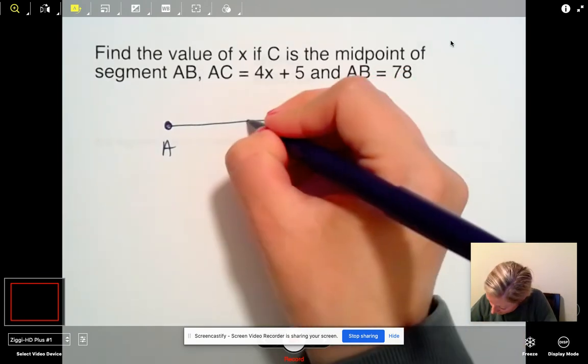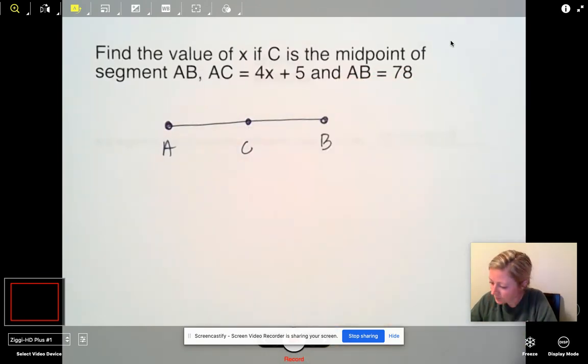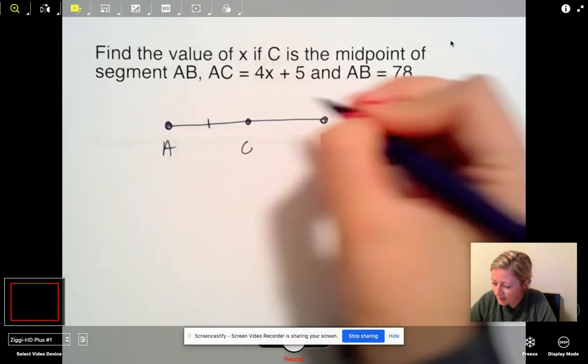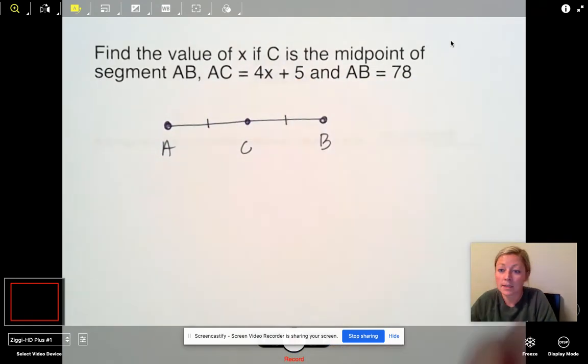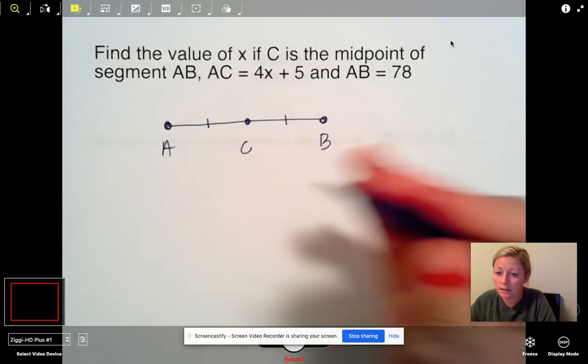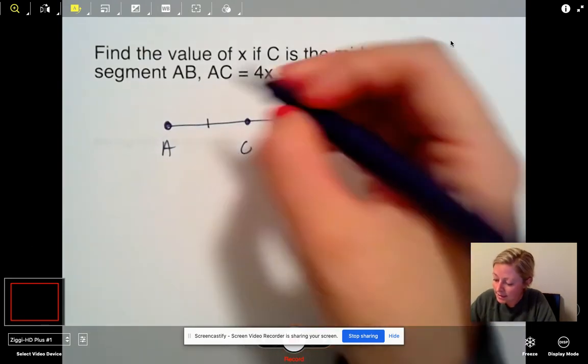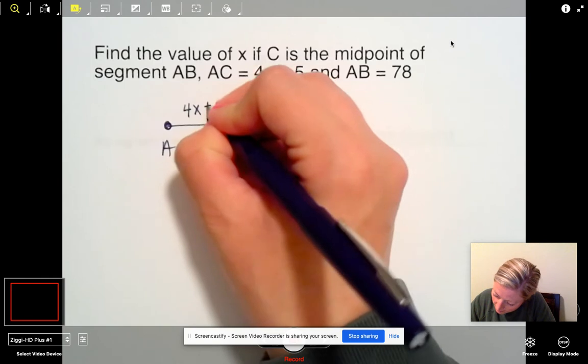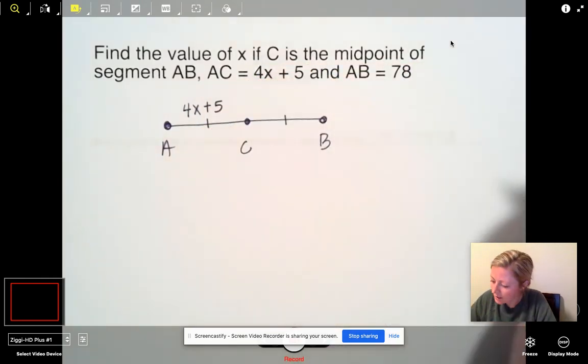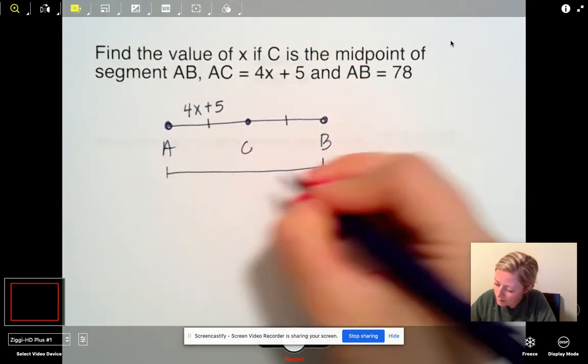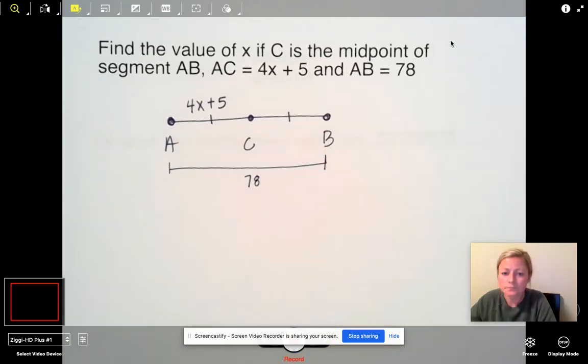Now we're going in the middle for C, our midpoint. So then I know that AC is congruent to CB because it's the midpoint. I'm going to repeat that a lot, so just bear with me. And now we can label. AC is 4x plus 5, and the whole thing is 78.